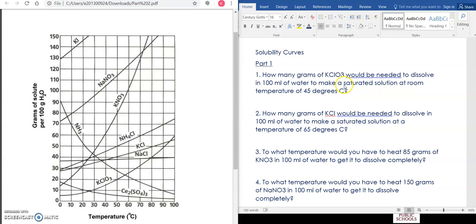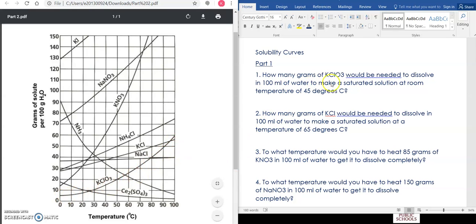So we want to make sure it's a saturated solution. We want to make sure it's at 45 degrees. We want to make sure it's this compound. So first I'm going to find that compound right here, KClO3, and I can see that its curve is right here. So I need to make sure it's saturated, which means I need to be on the line. That line shows the saturation level. Anything above that line would qualify it as supersaturated. Anything marked below that line would qualify it as unsaturated, and we'll get into that in a little bit.